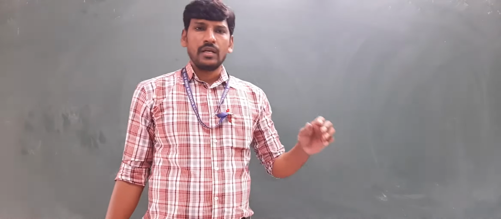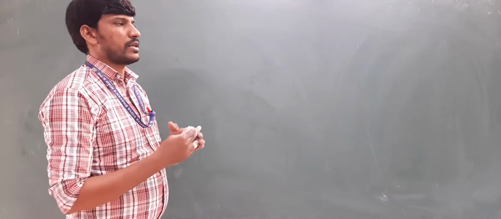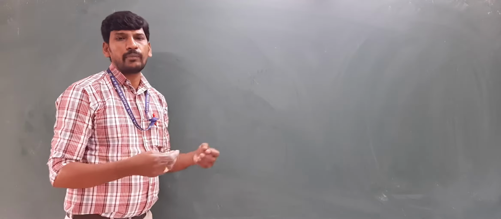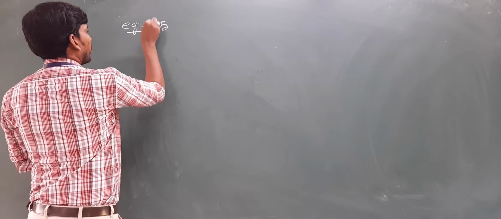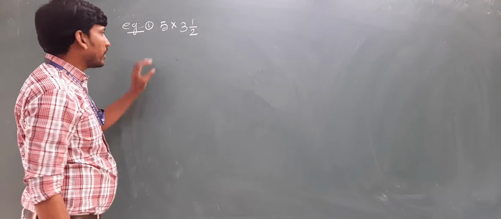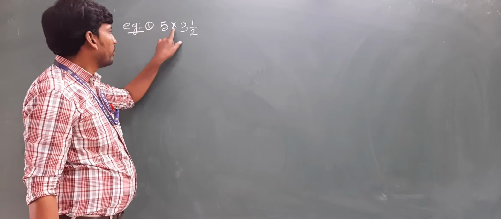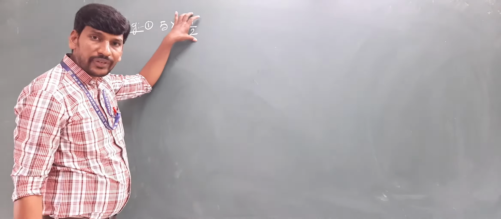Right, children. See, in previous examples, we discussed multiplication of a whole number with a proper fraction and a whole number with an improper fraction. Now, let us discuss how to multiply a whole number and a mixed fraction. Let us discuss a simple example. 5 into 3 1 by 2. See this here, 5 is a whole number, product sign, and this is a mixed fraction.